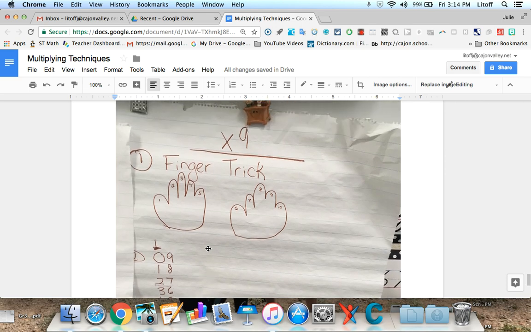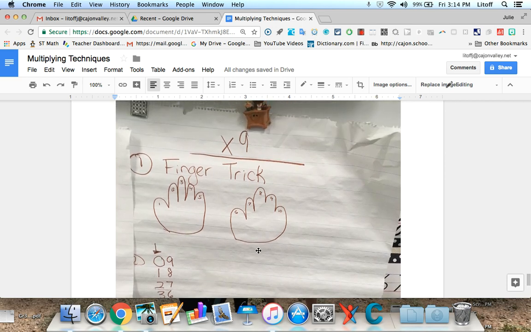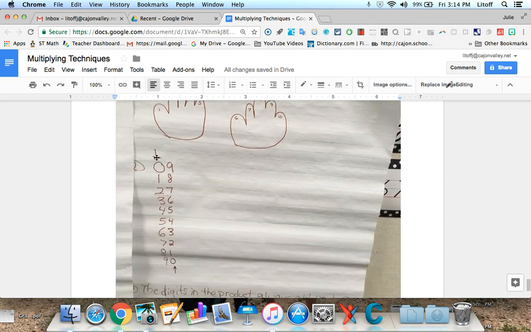9s are actually pretty easy. We learned this finger trick by watching a video that is posted in our Google Classroom Math, so you can always go back and watch that video. I also taught you how you can start at the top and write 0, 1, 2, 3, 4, 5, 6, 7, 8, 9 going down, move over, and then do it back up. 0, 1, 2, 3, 4, 5, 6, 7, 8, 9. And that will give you 9, 18, 27, 36, 45, 54, 63, 72, 81, 90.